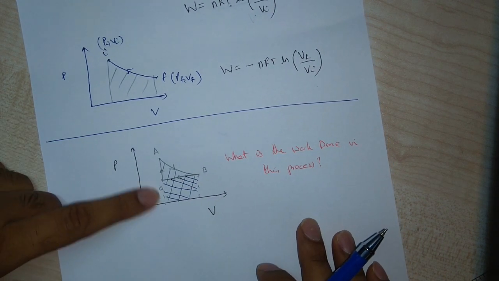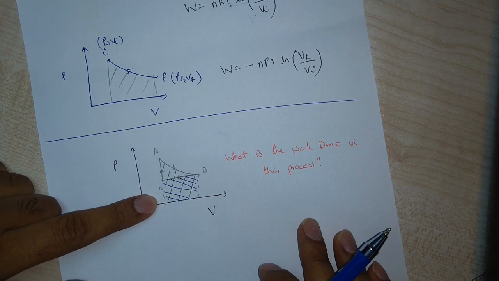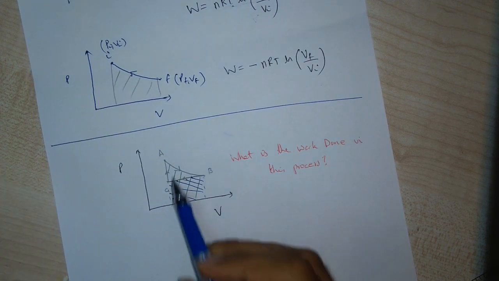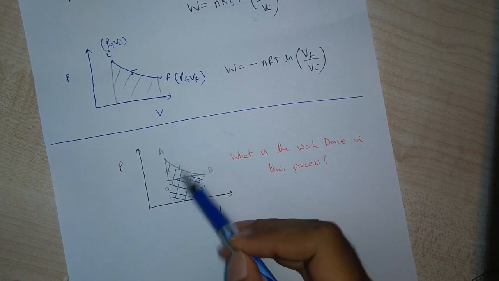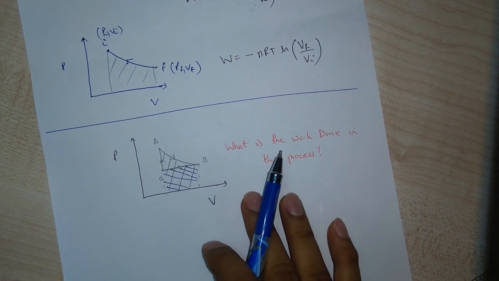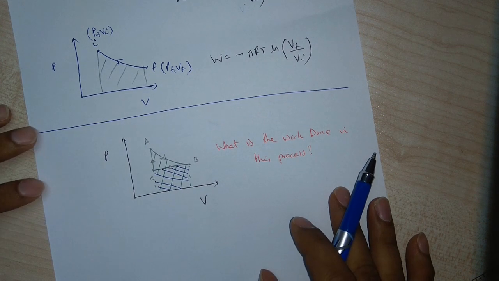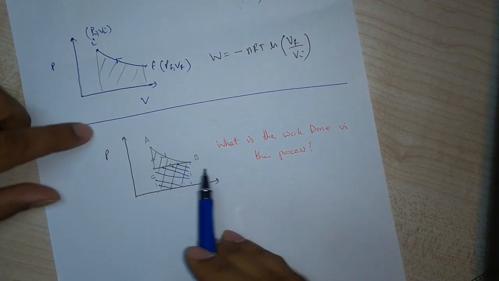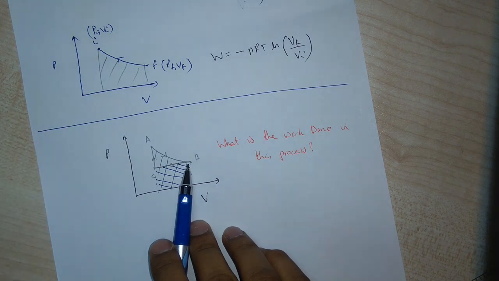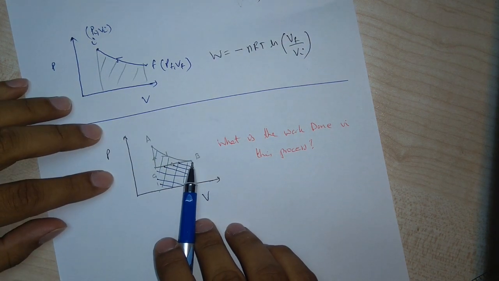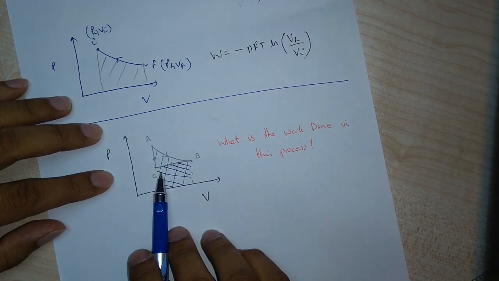But if you see here, the area under CA is 0. So that means the work done in the process CA is 0. So what is the net work done in ABC? Now if you remember, when we go from left to right, we take the work done to be positive. When we go from right to left, we take the work done to be negative.